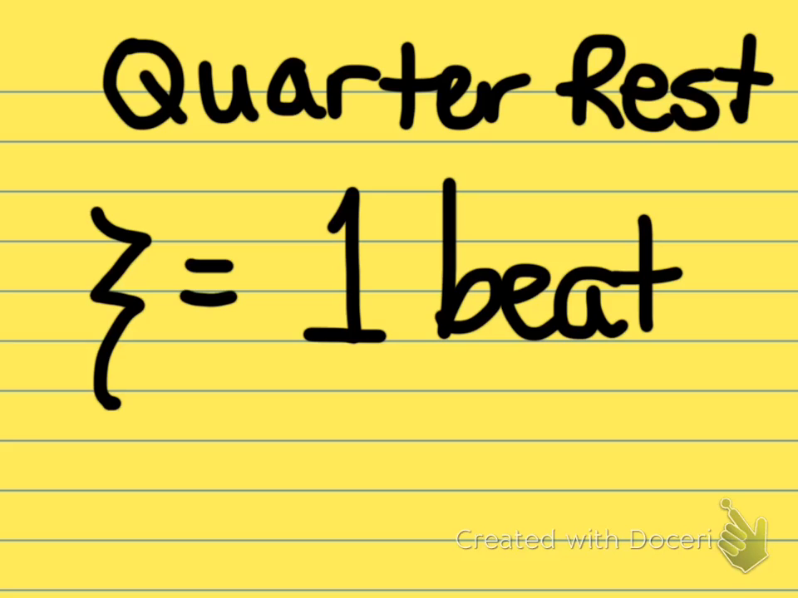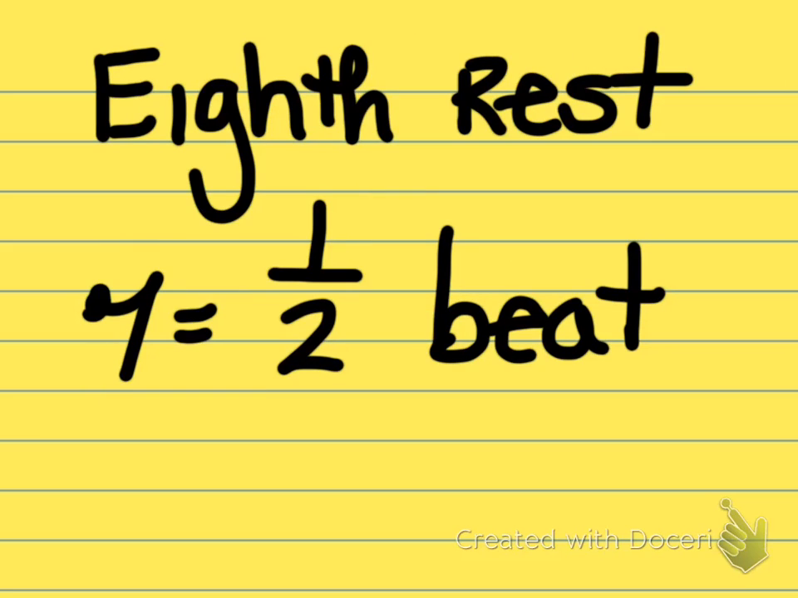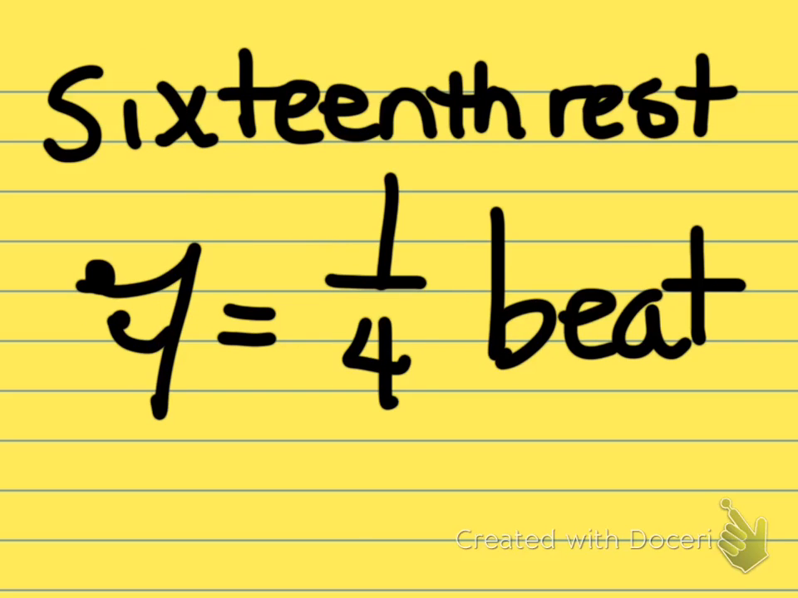Our quarter rest, kind of looks like a lightning bolt, receives 1 beat. Eighth rest, looks like a little 7, receives 1/2 of a beat. 16th rest receives 1/4 of a beat.